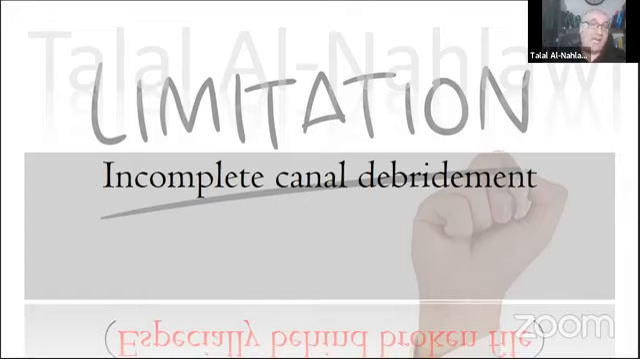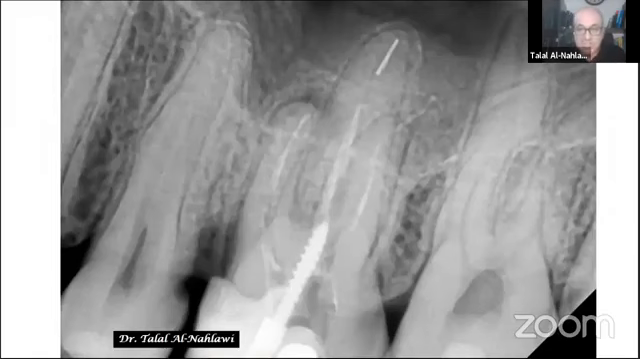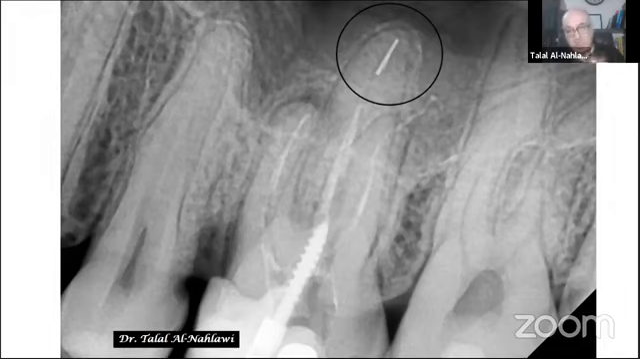So if I have a long broken file, I don't prefer to bypass, because I believe that even if I did my best, I would not be able to clean what is beside the long broken file, especially if it is wide in diameter. So let's see this clinical case. This clinical case, when it was referred to me, you can see we have a broken file at the apical area. So I think that, okay, we have a deep broken file.